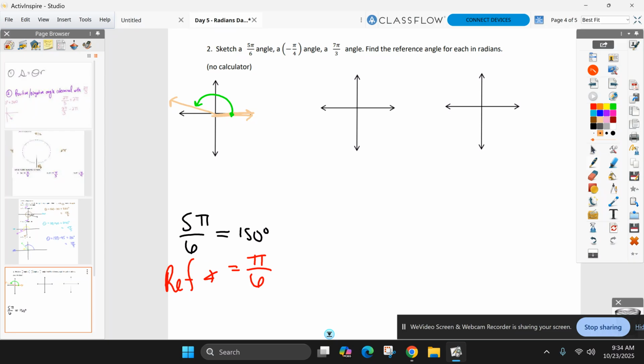5 pi over 6 was the angle, and look what the reference angle came out to be. Pi over 6. That's a coincidence. Wonder if that's going to keep happening there.